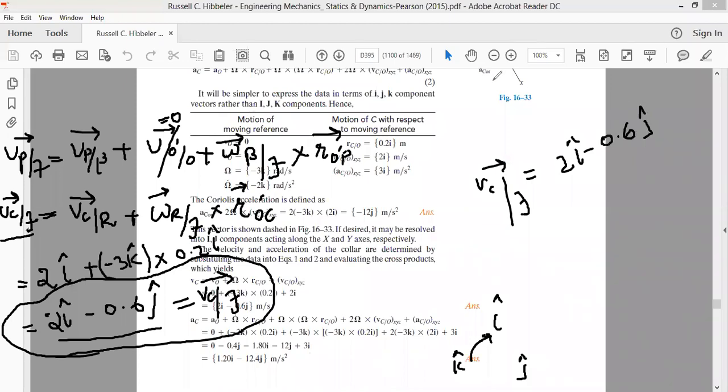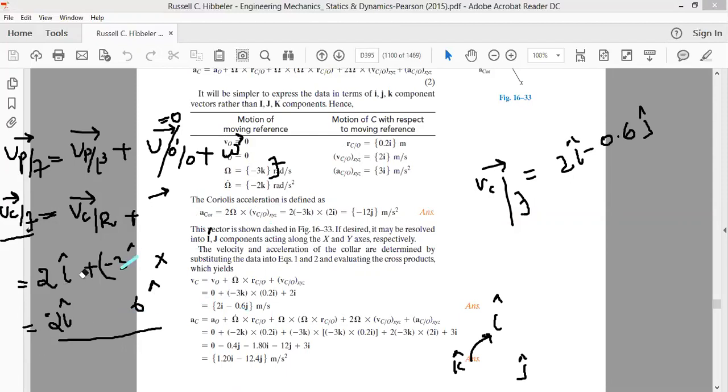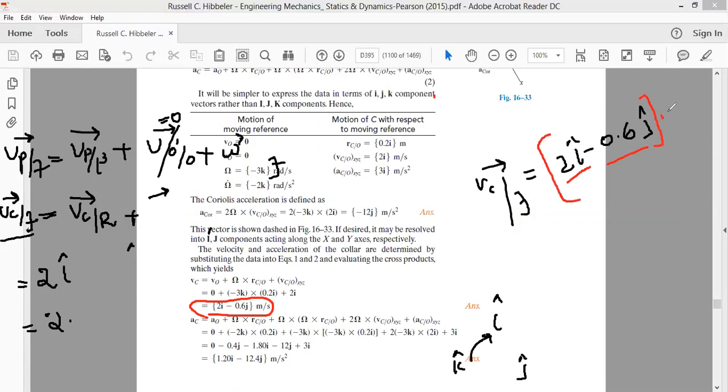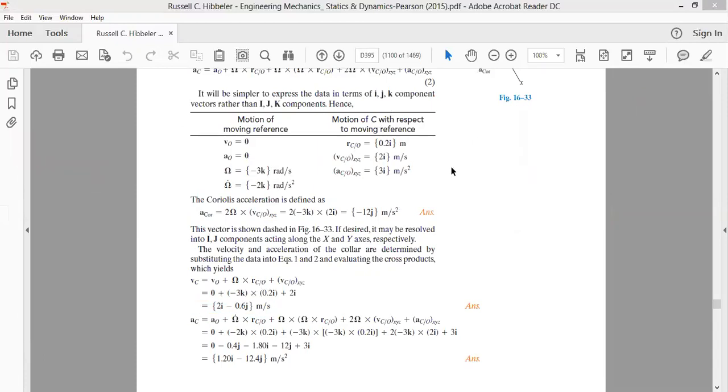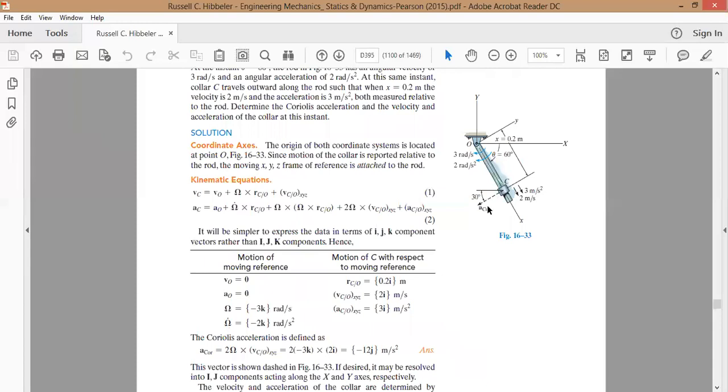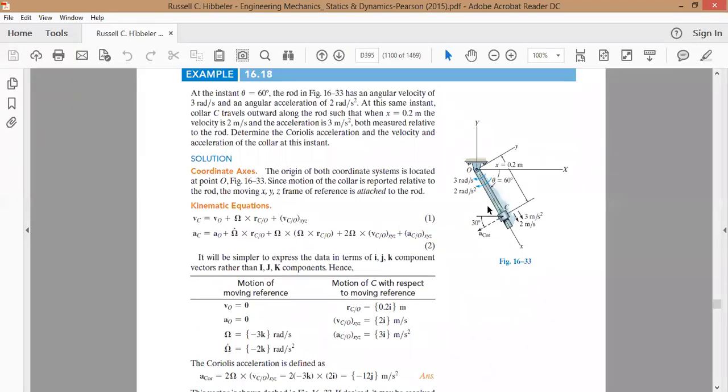Okay, let's see what the book is giving as the answer. The answer from the book is the same. The velocity of the collar is 2i minus 0.6 j, and the unit of velocity we know is meter per second. So we have solved the first portion of this question, which was talking about the velocity of the collar with respect to the ground. Now we have to find the acceleration of the collar with respect to the ground.